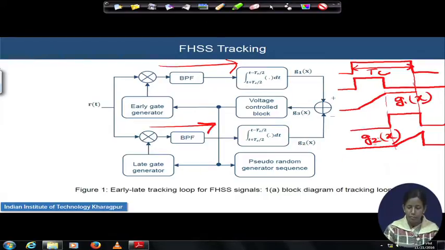Remember where these PN sequences are getting generated from. There is a common source of the locally generated random sequence, and that is fed both to the late gate generator as well as the early gate generator. The early gate generator and late gate generator, according to the trigger coming from the PN sequence generator, generate their corresponding sequences of duration Tc by 2, with a gap of Tc by 2 from each other.